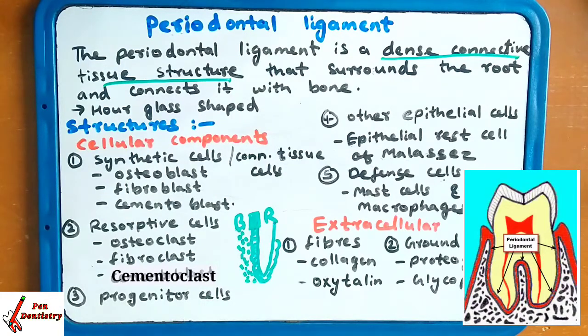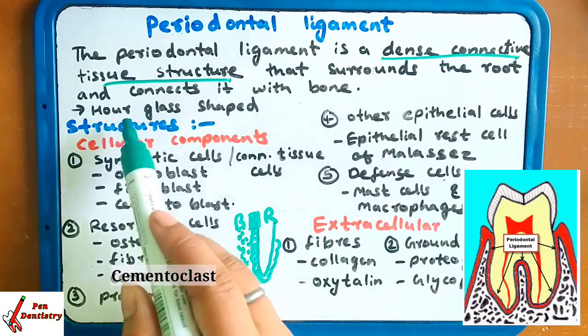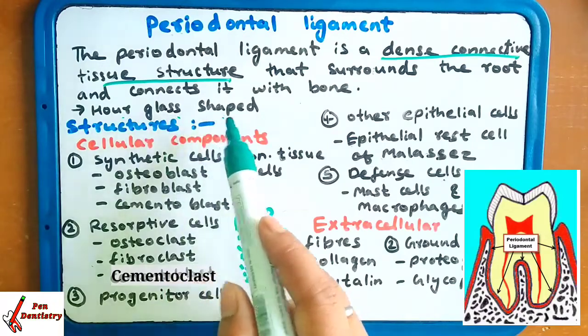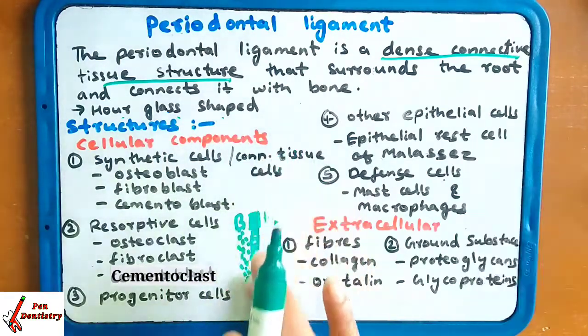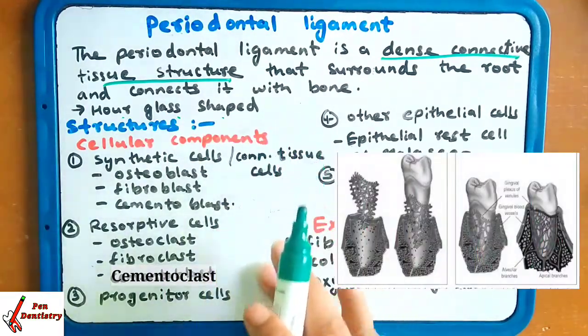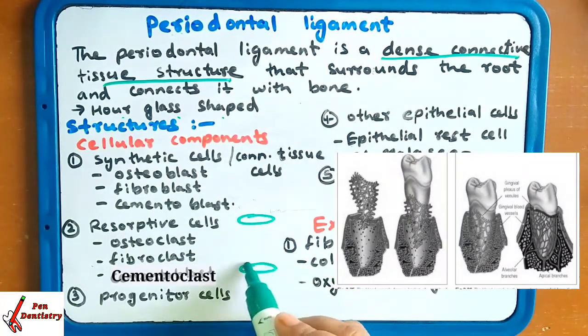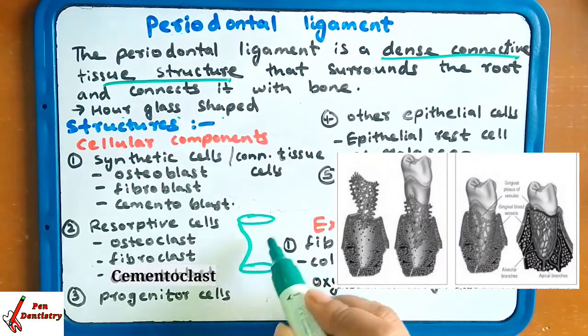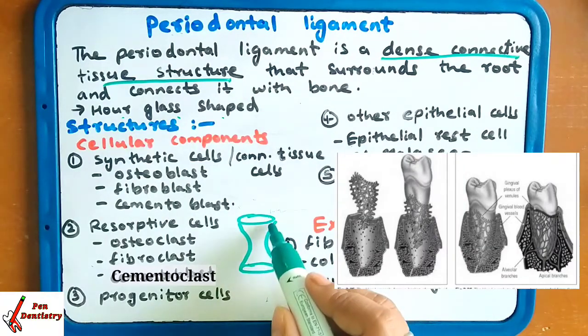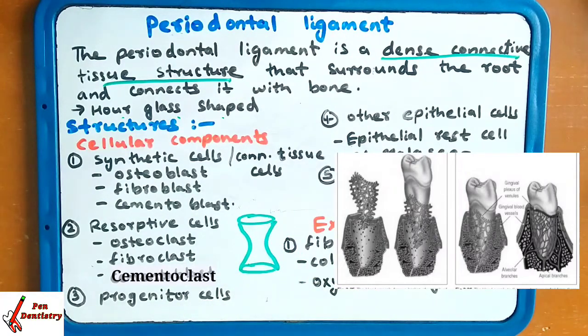The shape of the periodontal ligament is hourglass shape. Hourglass shape is like this. Hour means the timer glass shape, like this. The shape of the periodontal fibers is hourglass shape.